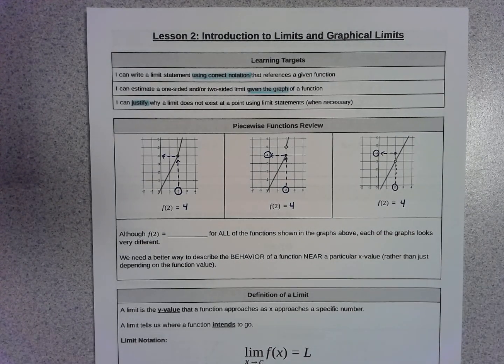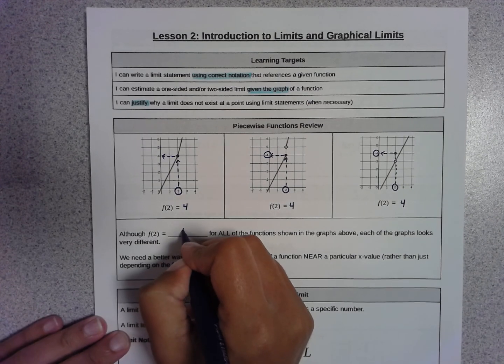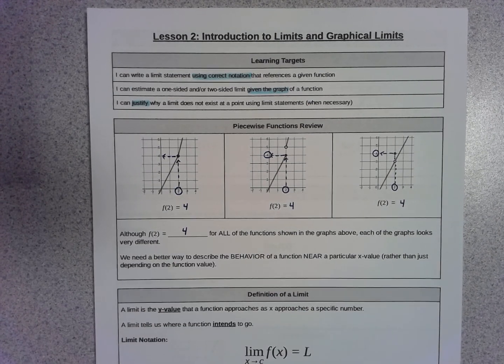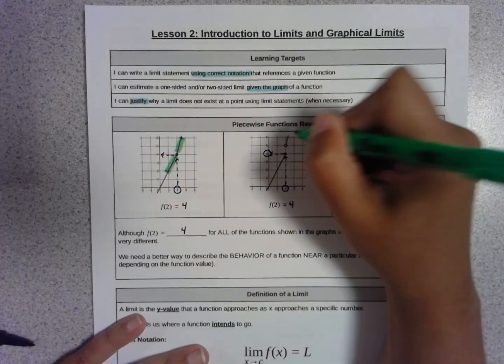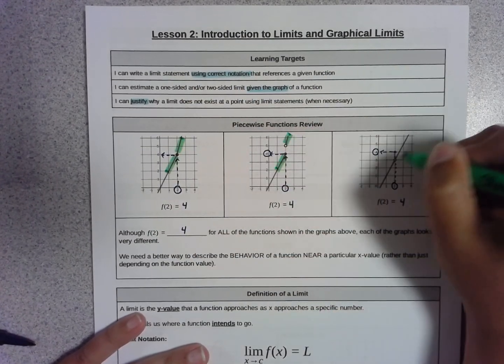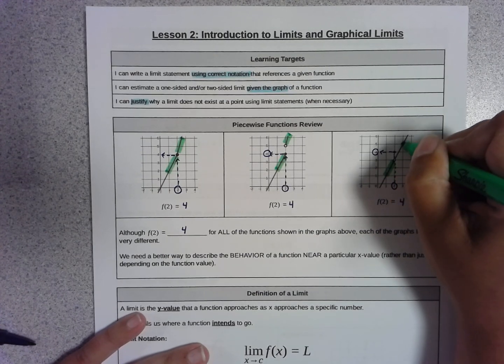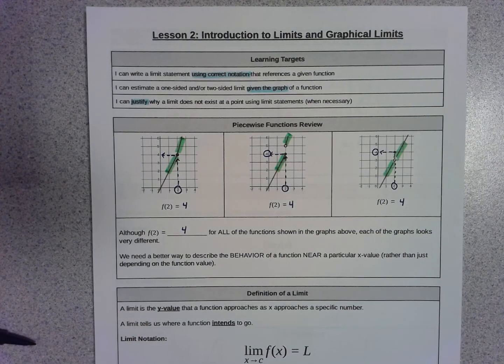Now I'm reviewing this because although f of 2 is equal to 4 for all of the functions shown, each of the graphs looks very different. If we look at the graph around those points, this graph connects at the point that we were interested in. This graph is disconnected, and this graph seems like it wants to connect, but when it gets there, something weird happens and the closed circle is actually somewhere else.